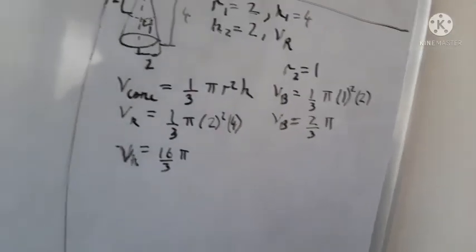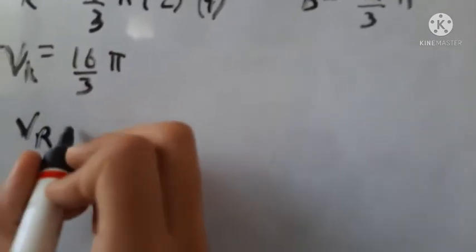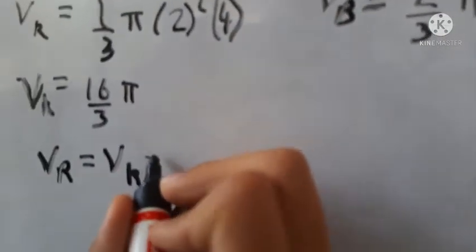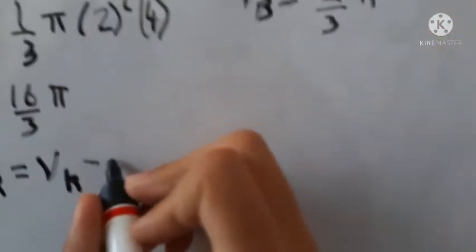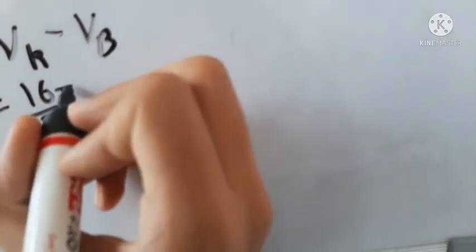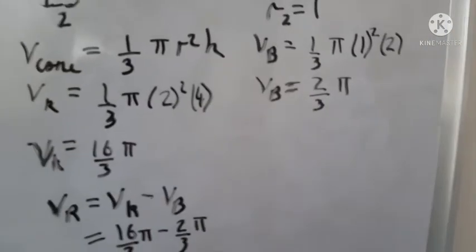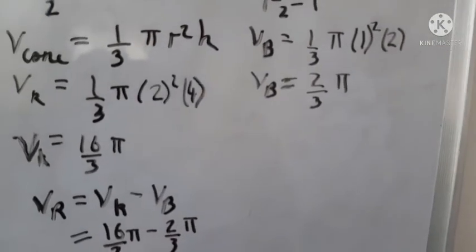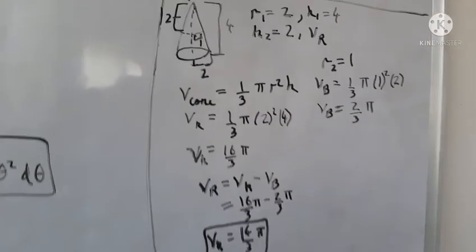And now it's quite easy to see that V of the remaining chocolate is the volume of the entire chocolate minus the volume of the bite. That's 16/3 pi minus 2/3 pi, and we get 14/3 pi as our volume of the remaining chocolate.